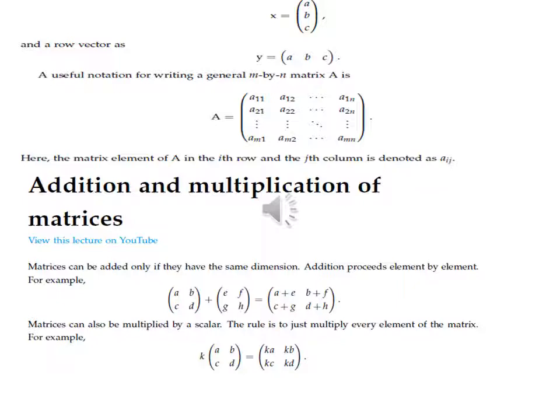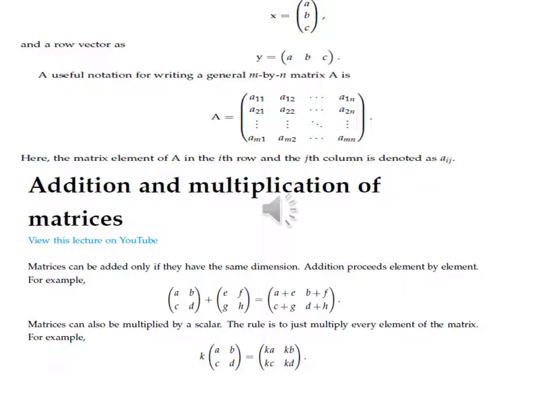A useful notation for writing a general M by N matrix A is capital A equals a11, a12, up to a1n; a21, a22, up to a2n; am1, am2, up to amn. Here, the matrix element of A in the ith row and jth column is denoted as aij. This is a general element in this matrix.